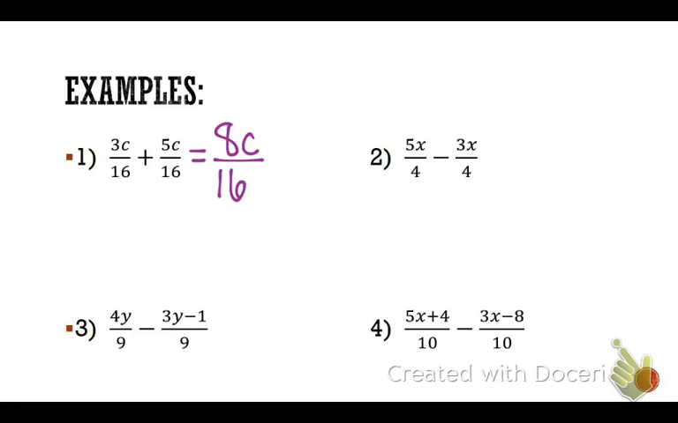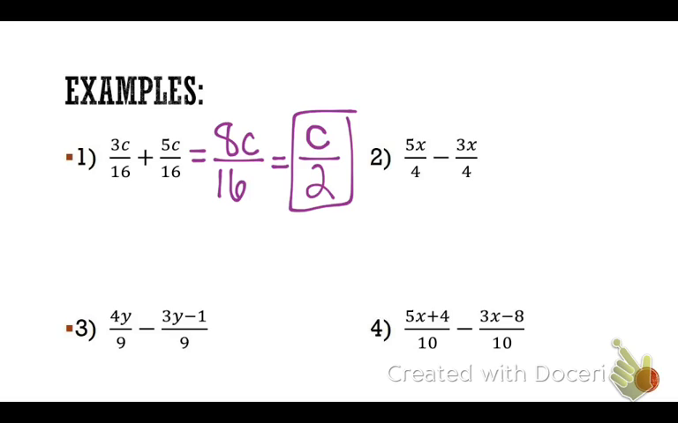Do we think this is our final answer? No, why not? We can simplify it. So we would divide both the top and the bottom by 8. So our numerator turns into c over 2. If you want to put a 1 in front of your c, you can: 1c over 2 if we simplify that fraction. Questions about how this works?